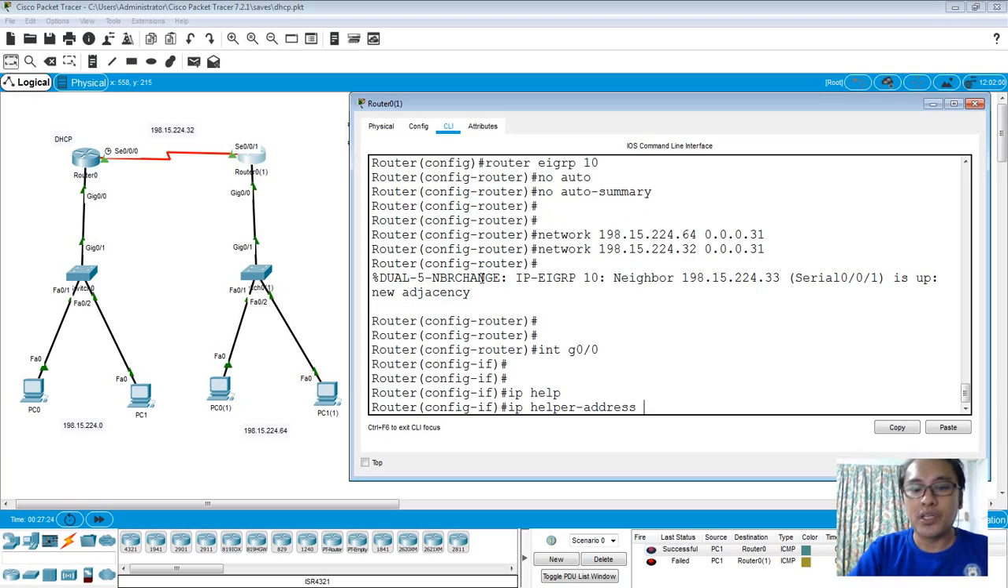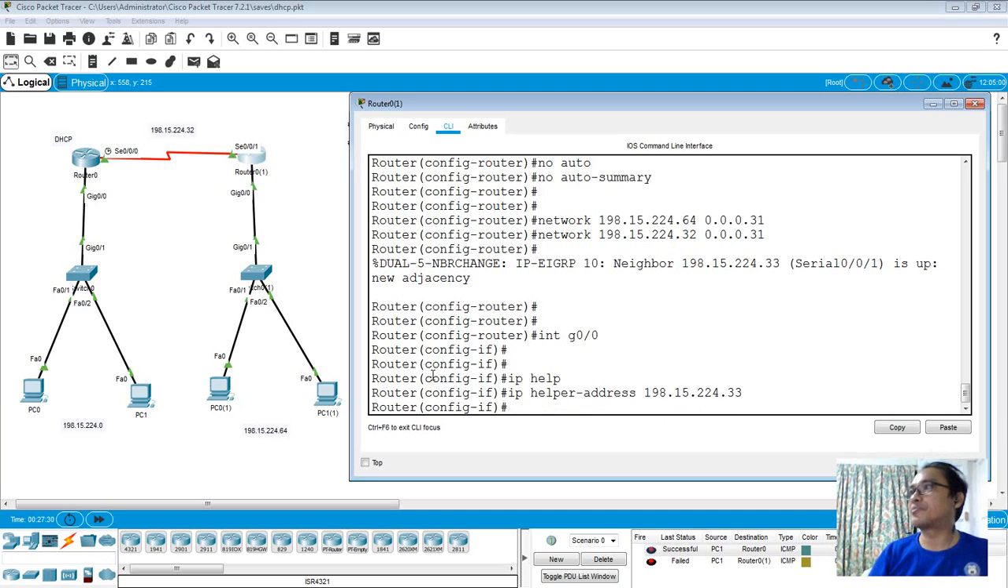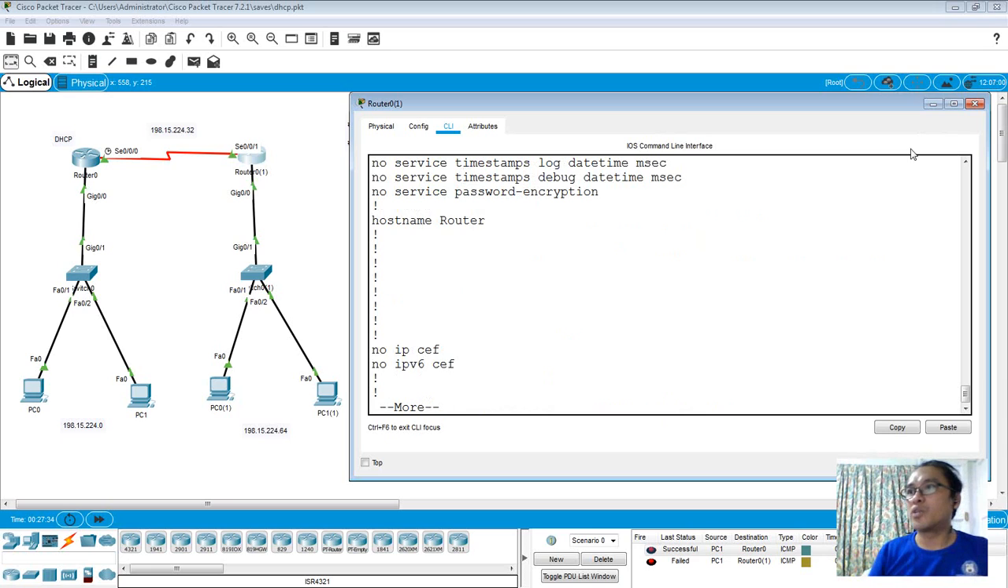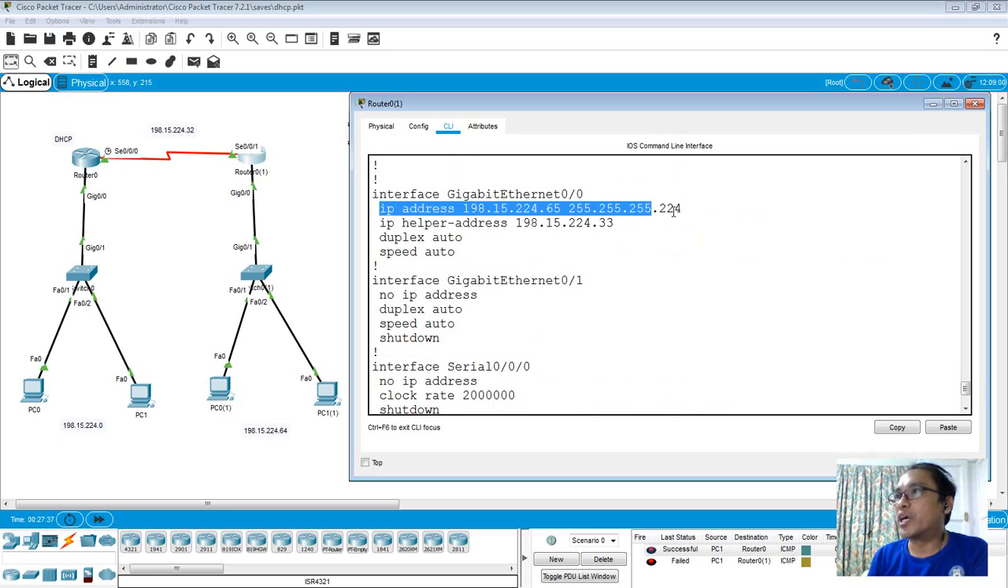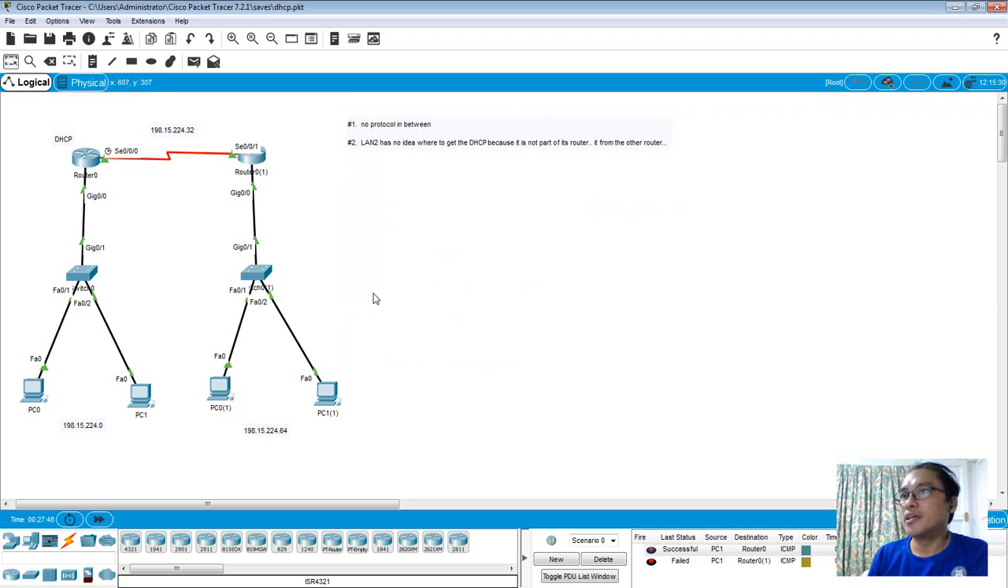So you got 33 there. Okay, so do show run. That's the only command that you are going to use. So you have your gateway and the IP helper that points to that gateway from the other router, to tell where to get the DHCP server.